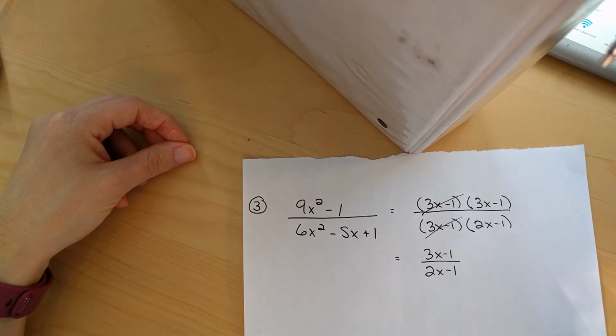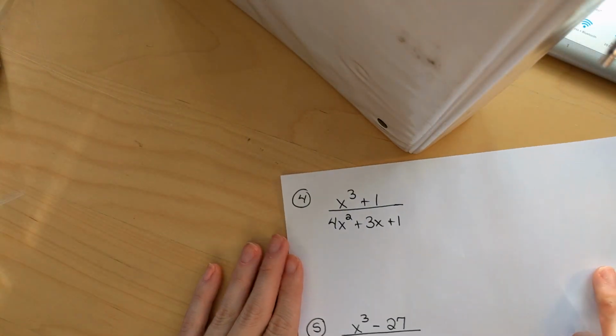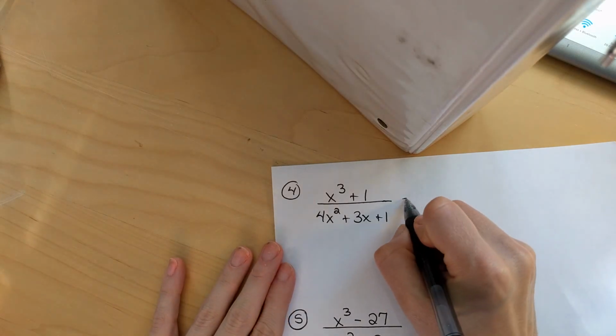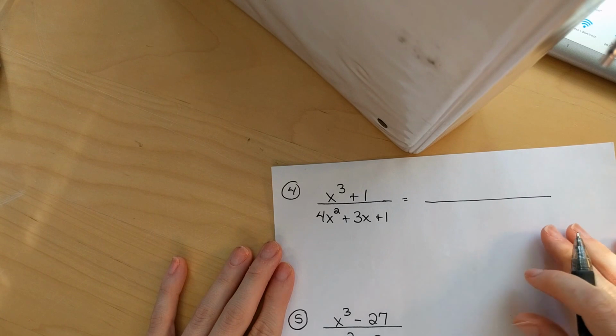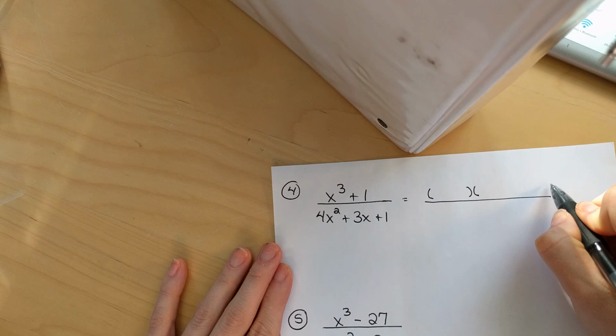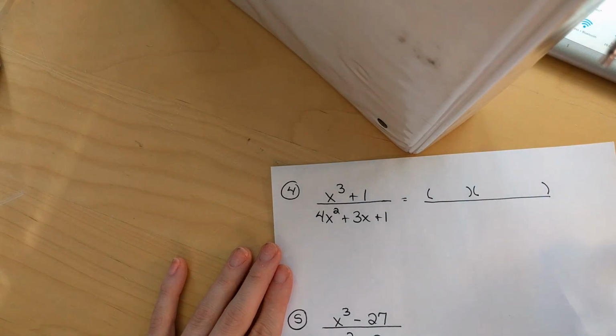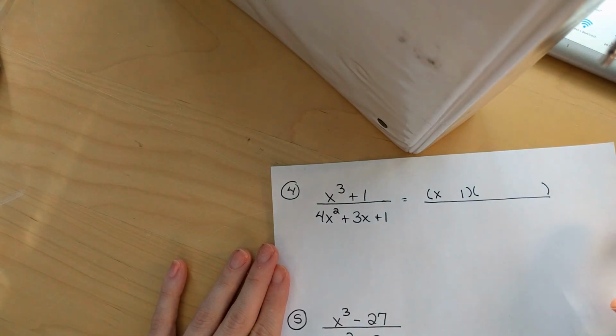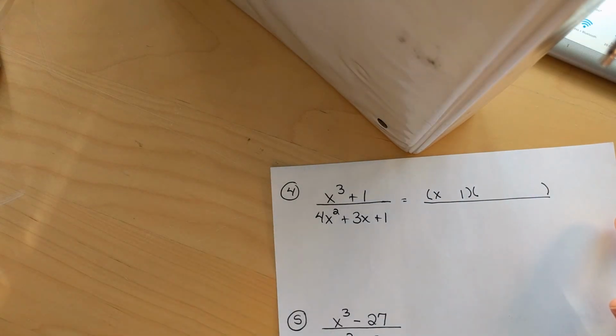All right, I've got two more for you. In example 4, I'm looking at x cubed plus 1 all over 4x squared plus 3x plus 1. Now, in the numerator, this is a sum of cubes, so we're going to factor it. Perfect cubes factor into a binomial times a trinomial. The terms of the binomial will be an x and a 1. As you recall, the terms of the trinomial are built from the terms of the binomial.